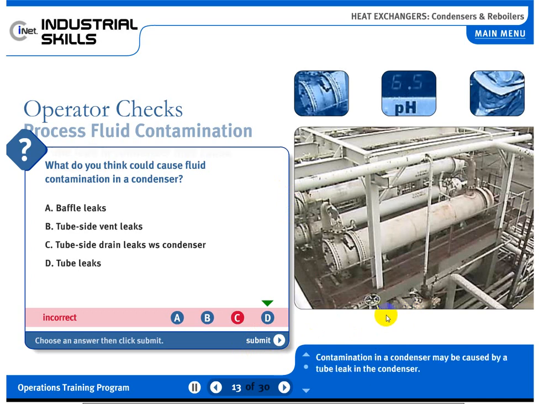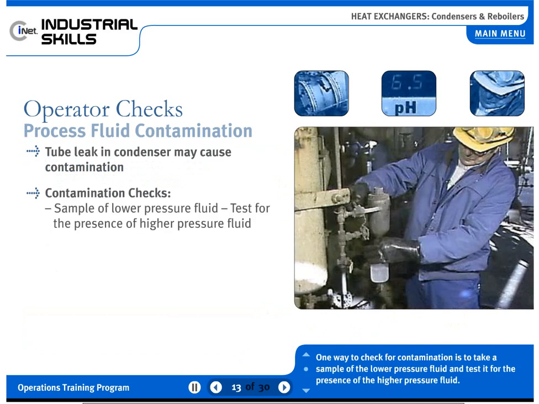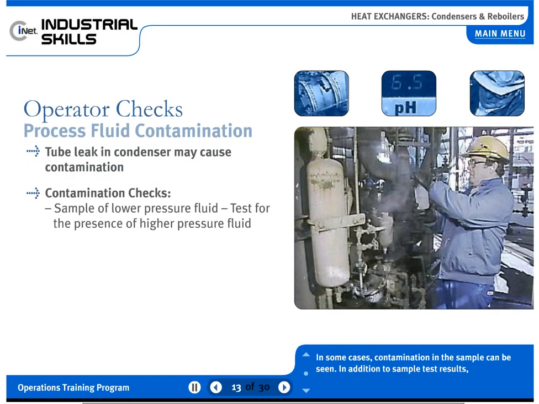Contamination in a condenser may be caused by a tube leak in the condenser. One way to check for contamination is to take a sample of the lower pressure fluid and test it for the presence of the higher pressure fluid. In some cases, contamination in the sample can be seen.